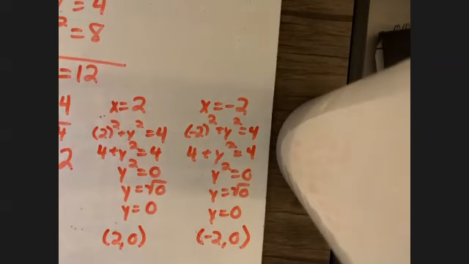So we've got something that looks like that. Now this one is the first equation, x squared plus y squared equals 4. That's a circle. So now looking at another one.